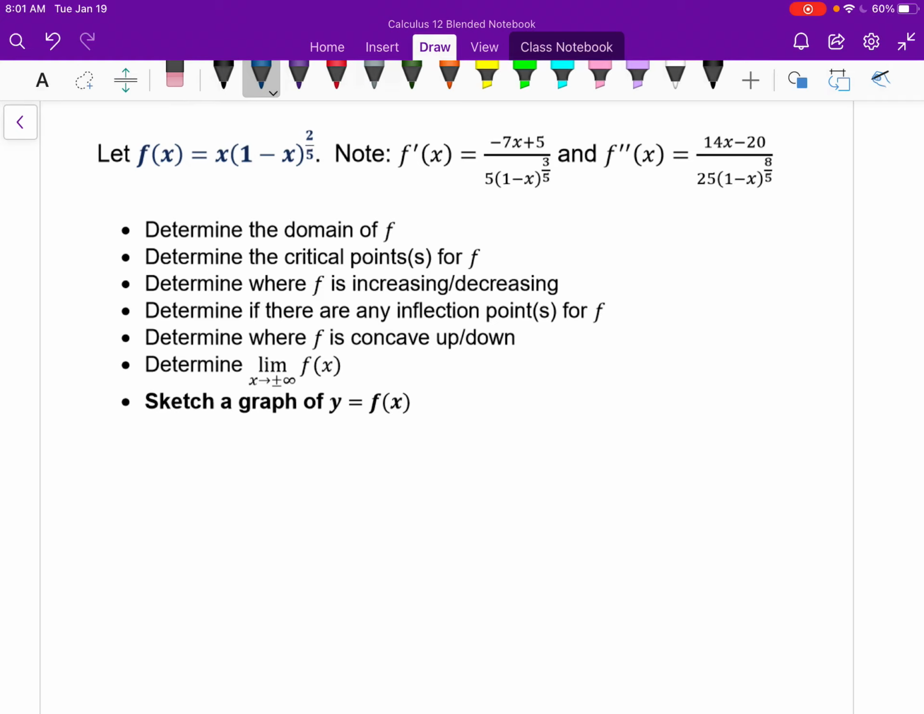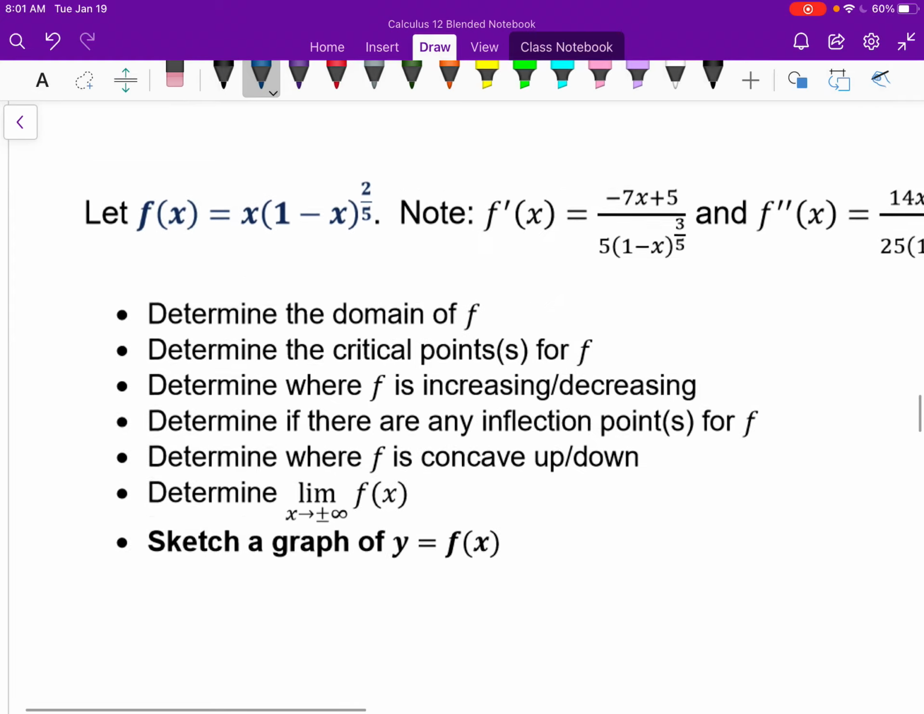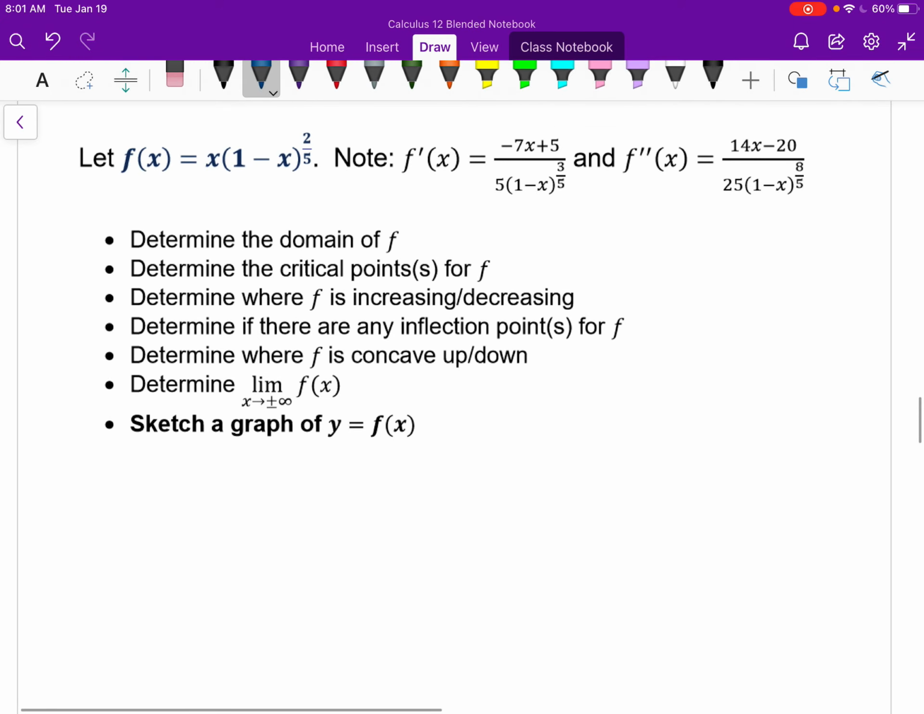Okay, so first, what's the domain of function f? If I look at function f, here's my function right here. I could also write this as x times the 5th root of 1 minus x all squared. Or I can imagine the power of 2 being outside of that radical.